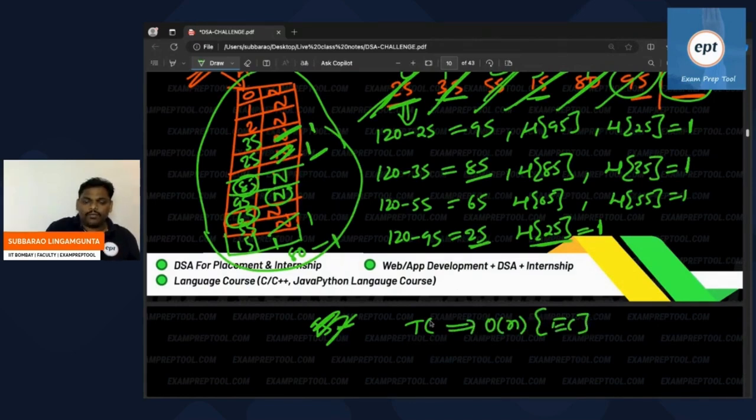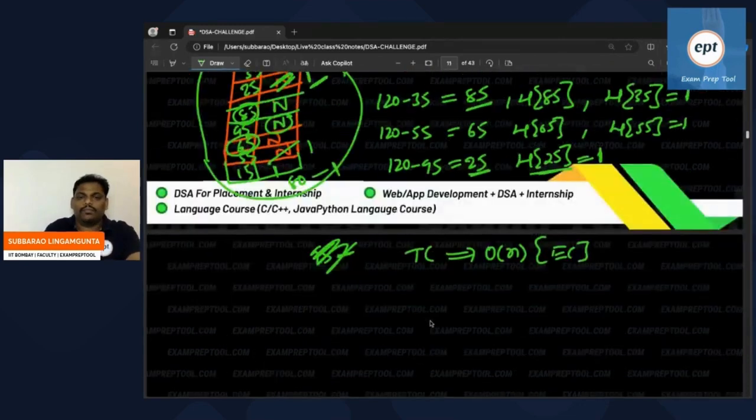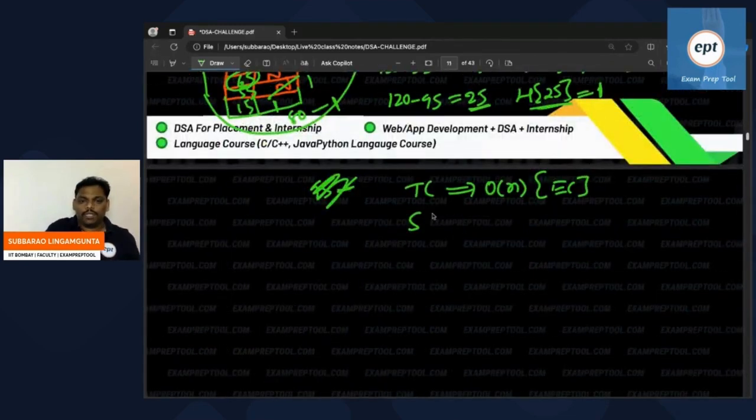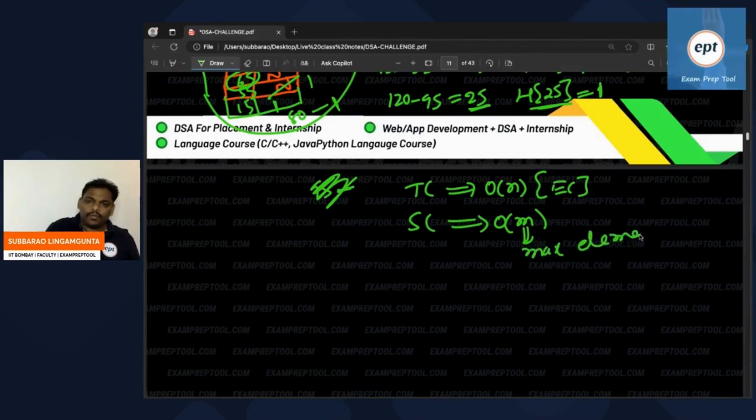Let me write space complexity. I think it depends upon the larger number in the given elements. Assume that the larger number in the given elements is m. So it is order of m, where m is the maximum element. This is also called extra space.